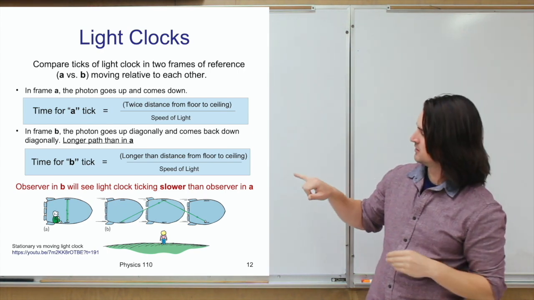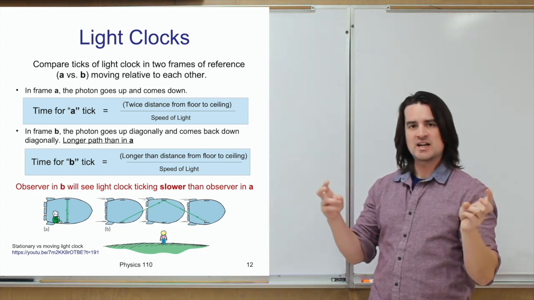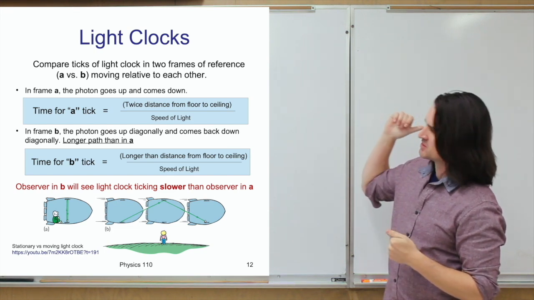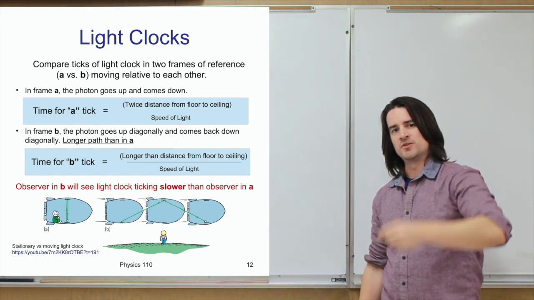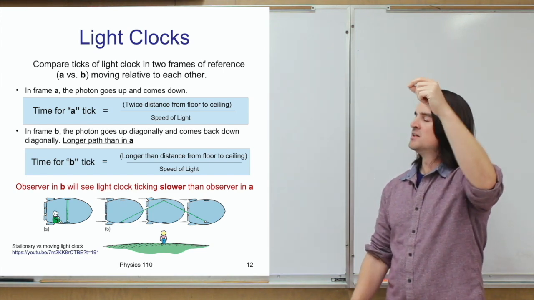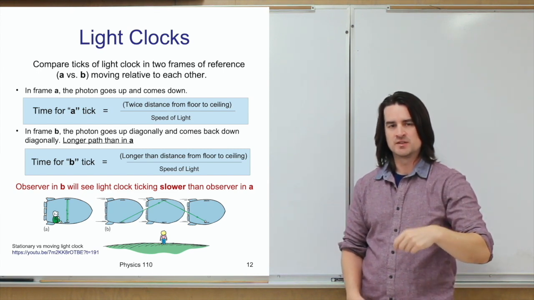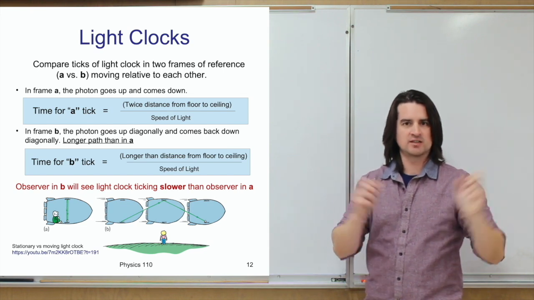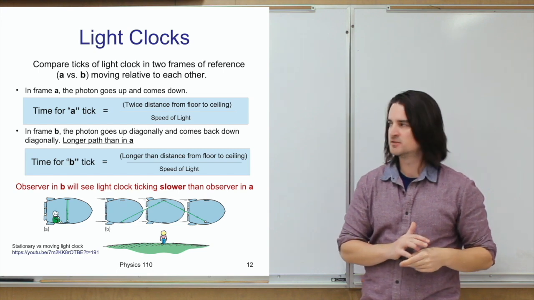So the person in A watches the light go up and down. They can calculate the time for that tick, and the time it takes to tick is going to be twice the distance from the floor to the ceiling and back again, divided by the speed of light, divided by how fast it's going. You take that distance, divide it by the speed of light, and there you go, that's one tick of observer A's version of this light clock.